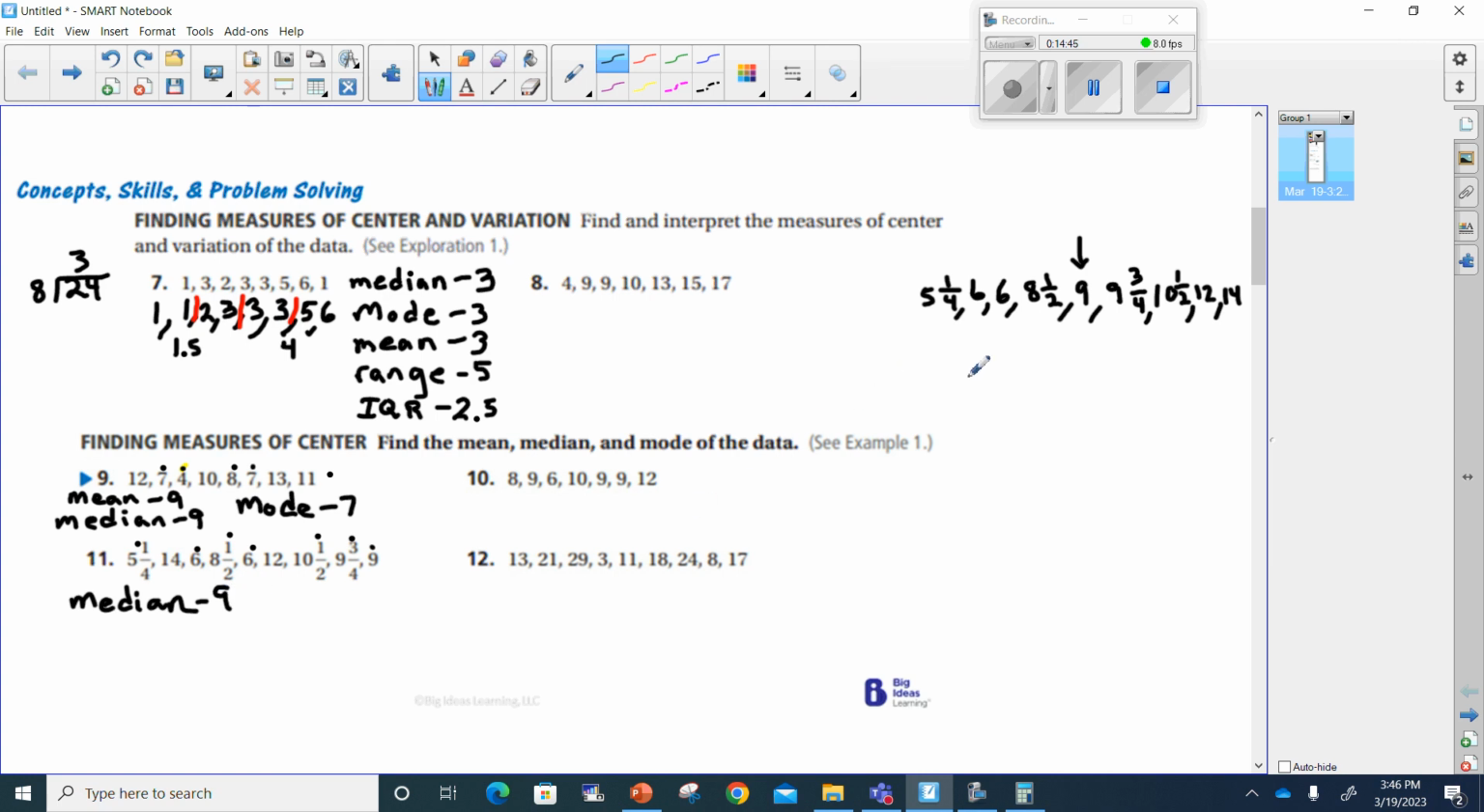Let's look for the mode really quick. I see that there's 9 and there's 6s, right? Well, actually, there's a 9 and 3/4. There's only one number that repeats itself, and that's a 6. So the mode is 6.